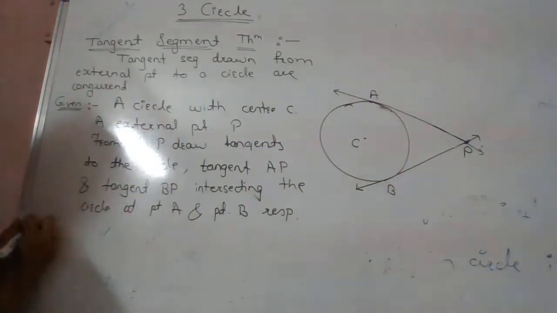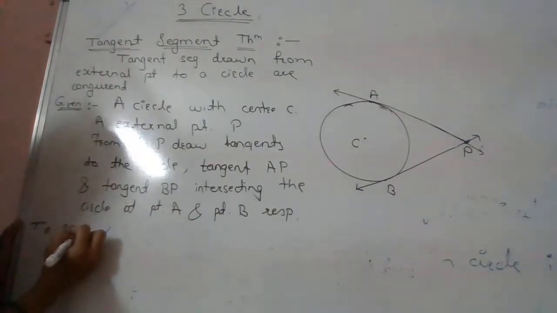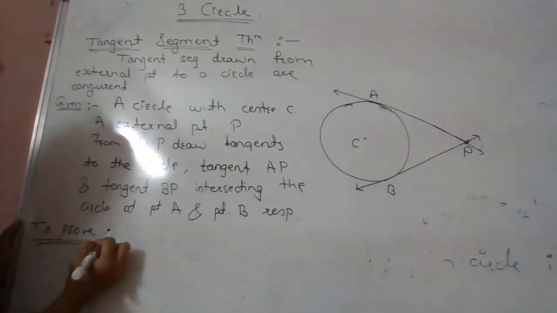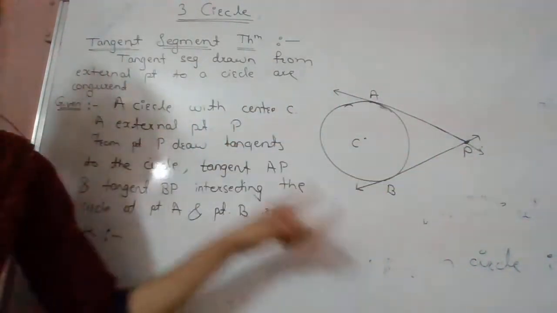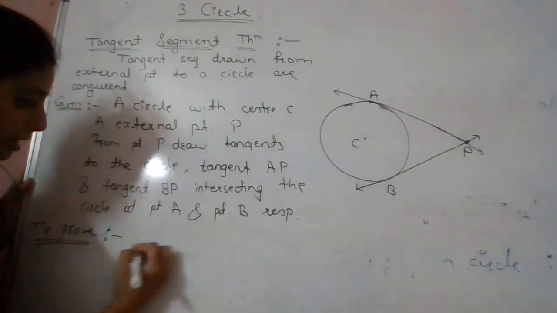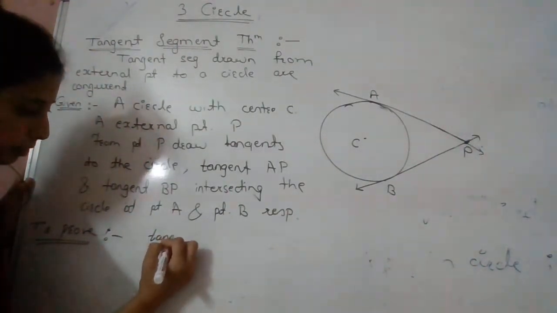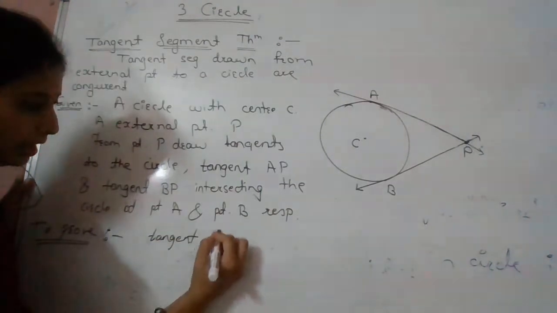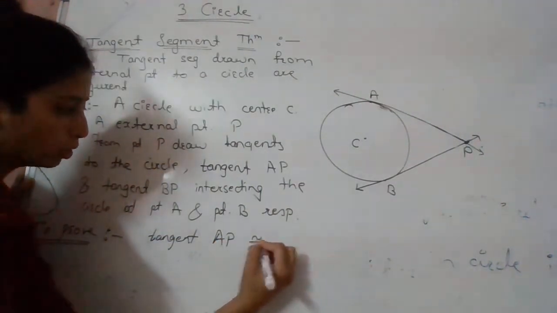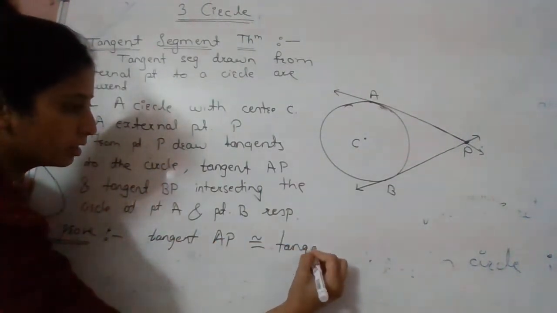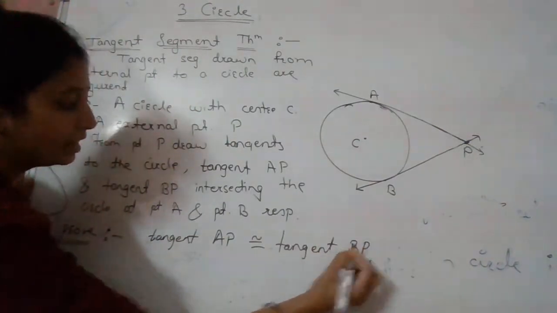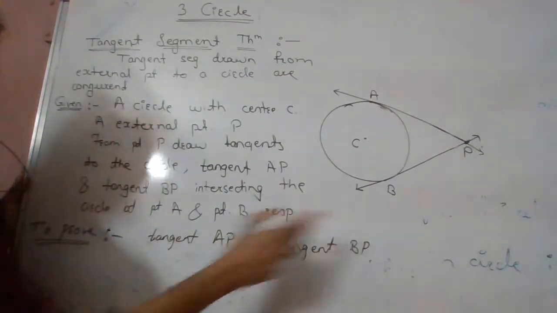Then what do we require next? We require the to prove. What do we have to prove? We have to prove that these two tangents are equal. That is, I have to prove that tangent AP is congruent to tangent BP. Or you can write here segment AP is congruent to segment BP.